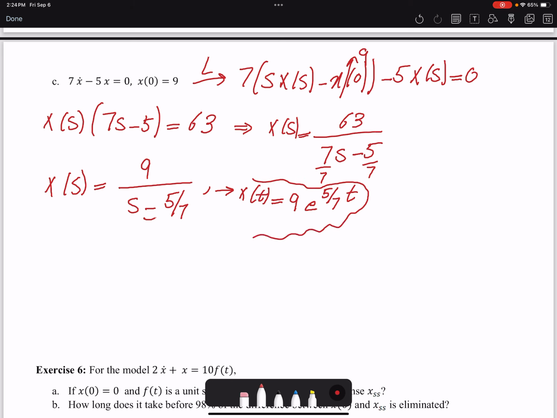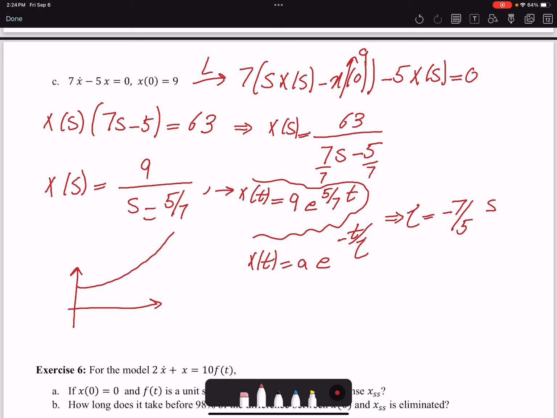So what would be the tau value? Again, if you want to compare it to the first order system, A e to the negative t over tau, you would see tau would be negative 7 over 5. A negative time constant, so that's a negative 7 over 5 second. We don't have a negative time. Let's plot this to see what it looks like. At x0 we have 9, and then it just goes up. So this system is unstable. So the time constant is not defined for this system.